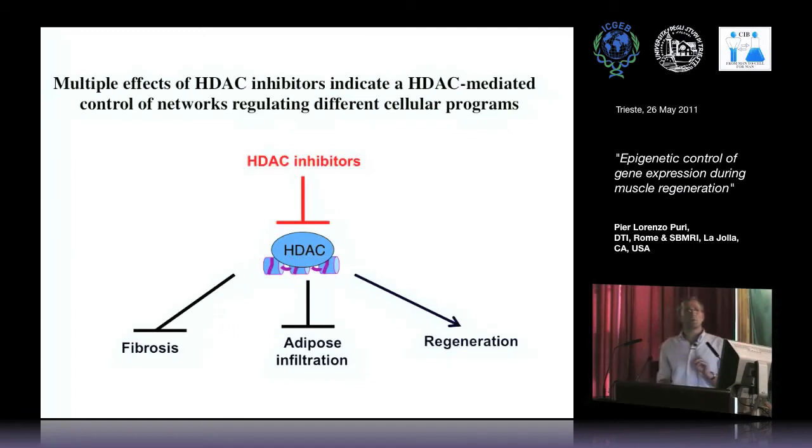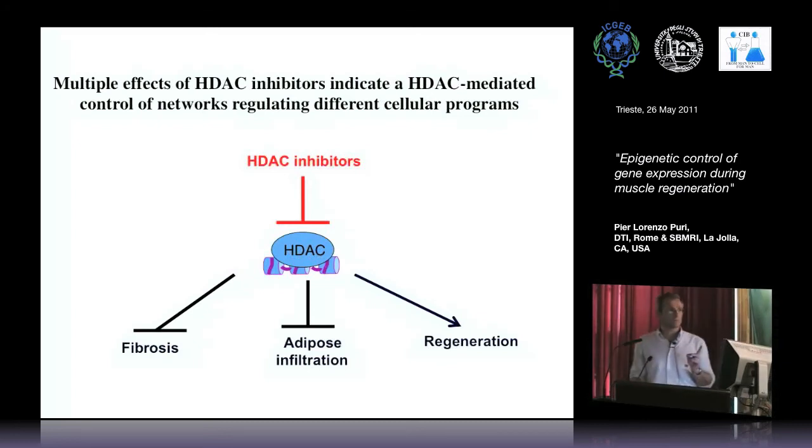And this came from an initial observation. I will take a step back: the use of HDAC inhibitors, which are FDA-approved drugs, when applied to a mouse model of muscular dystrophy, were able to induce regeneration, but also reduce fibrosis and adipose infiltration. And we could never find a molecular link between these two activities.